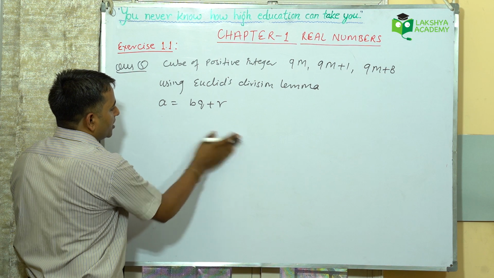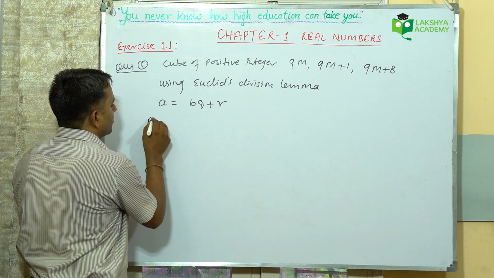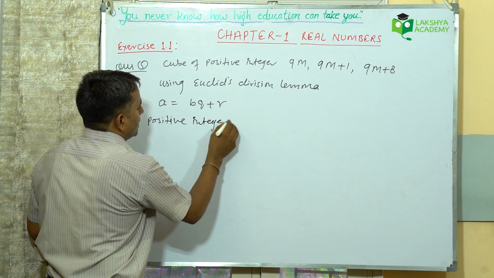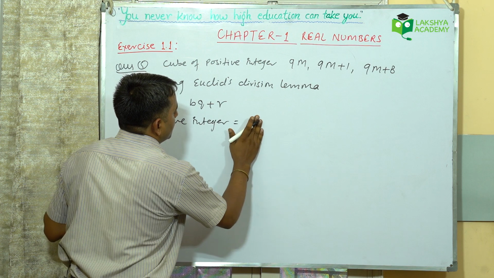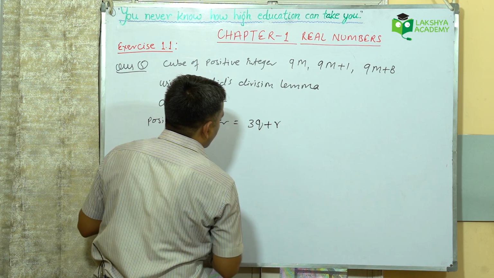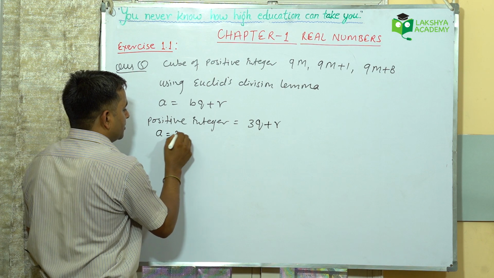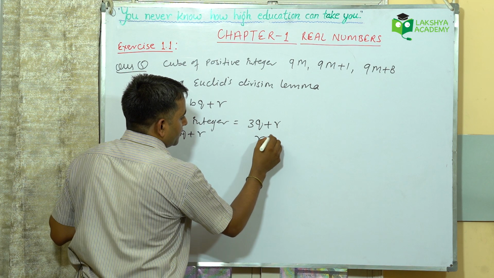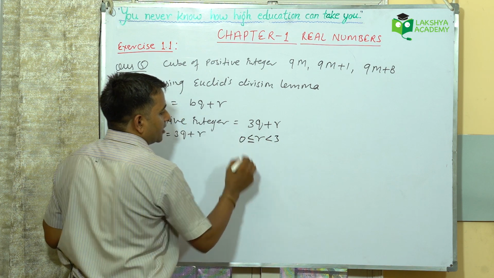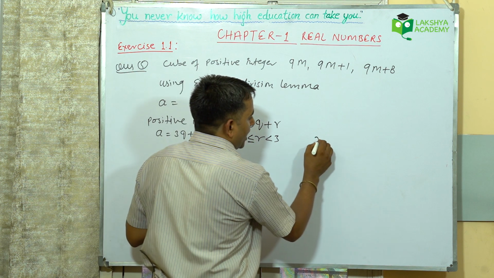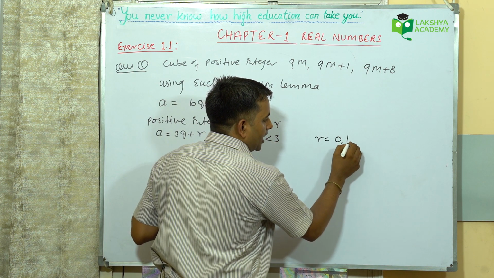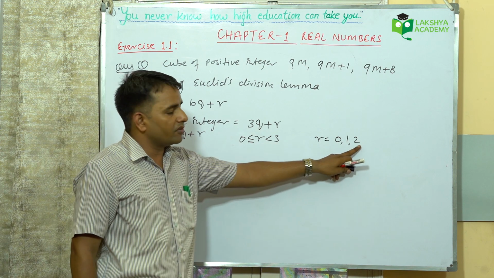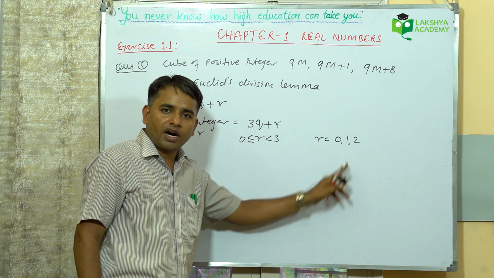So the general expression for the positive integer is, this is in the form of 3q plus r. We'll write again A equals 3q plus r. So r will be less than 3 and greater than or equal to 0. The possible values of r will be 0, 1 and 2 because the divisor is 3. So the remainder will always be less than 3. So this will be 0, 1 and 2.